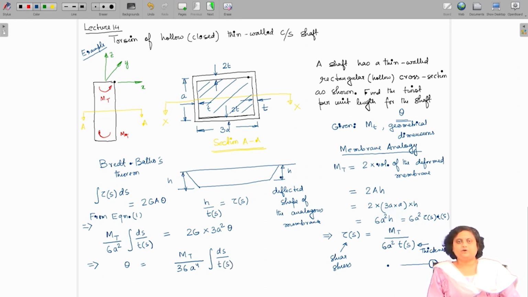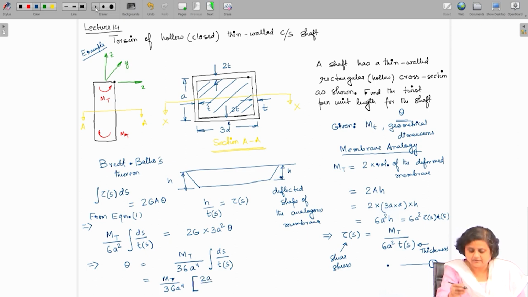Now, for this particular problem, Ts is varying along the thin wall cross section. So, this integral can actually be written as mt by 36a4 into. So, let us see how it happens. For this portion A, I have the thickness of T. So, it will be 2A by T, or let me write it in longhand, so for better understanding.